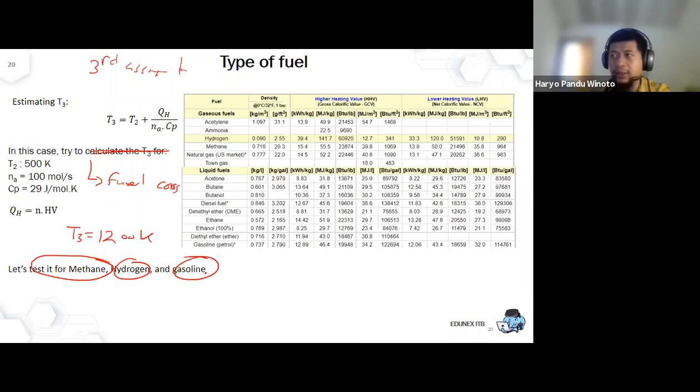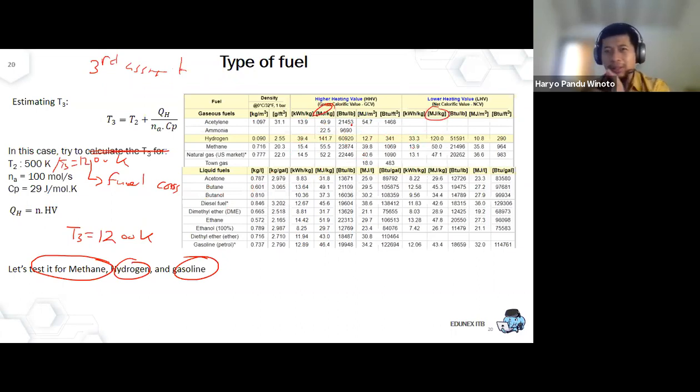I want the T3 at 1200 Kelvin. Calculate the fuel consumption for each type of fuel. The air is going to be the same, 100 mole per second, and Cp is going to be the same. Then you can find the data from here. Maybe you can use the HHV, or you can use the NHV.